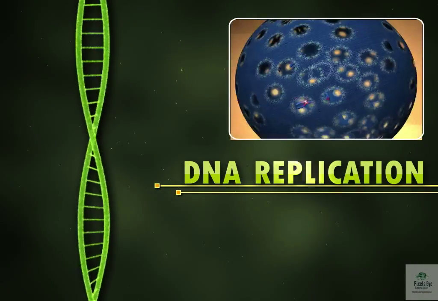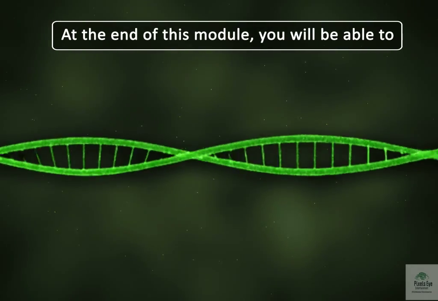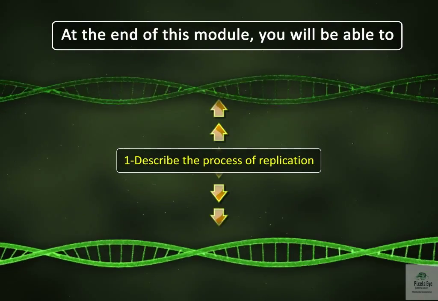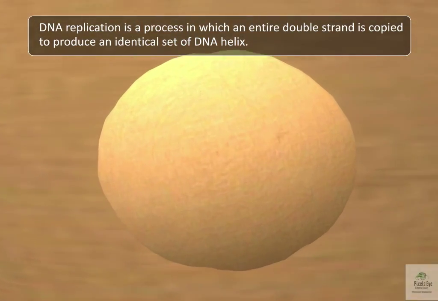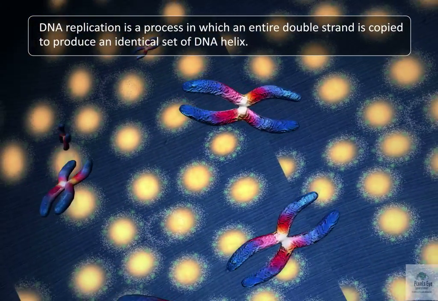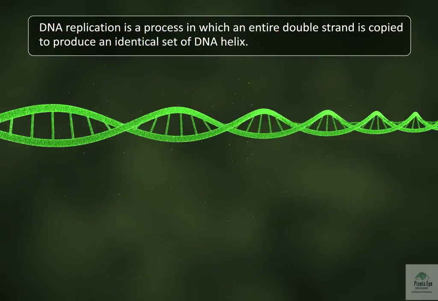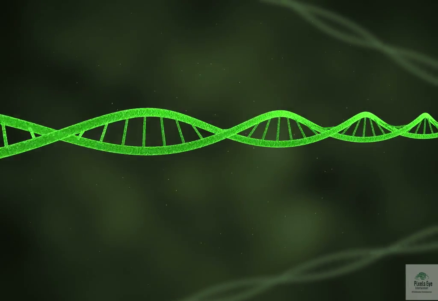DNA replication. At the end of this module, you will be able to describe the process of replication. DNA replication can be defined as a process in which an entire double strand is copied to produce an identical set of DNA helix.